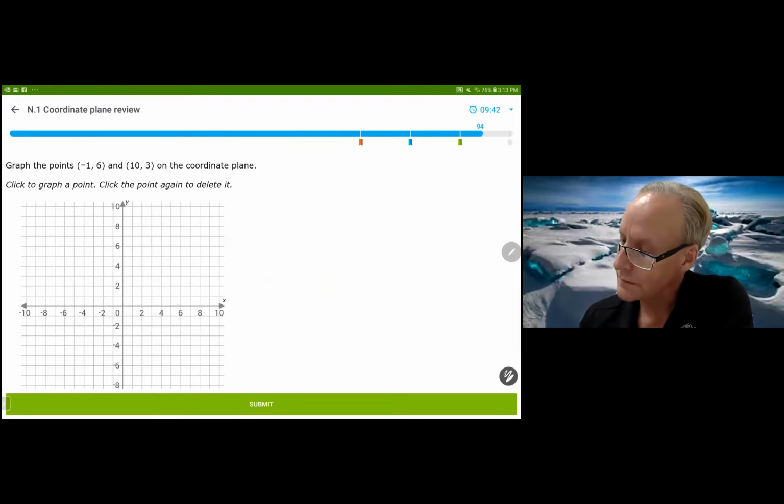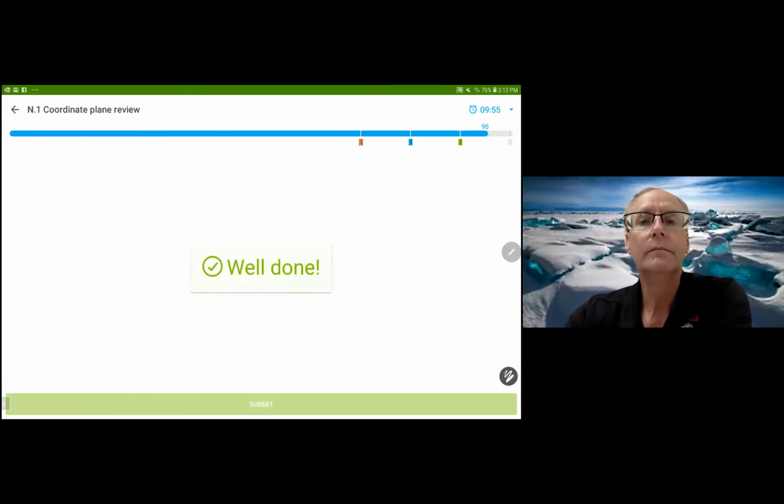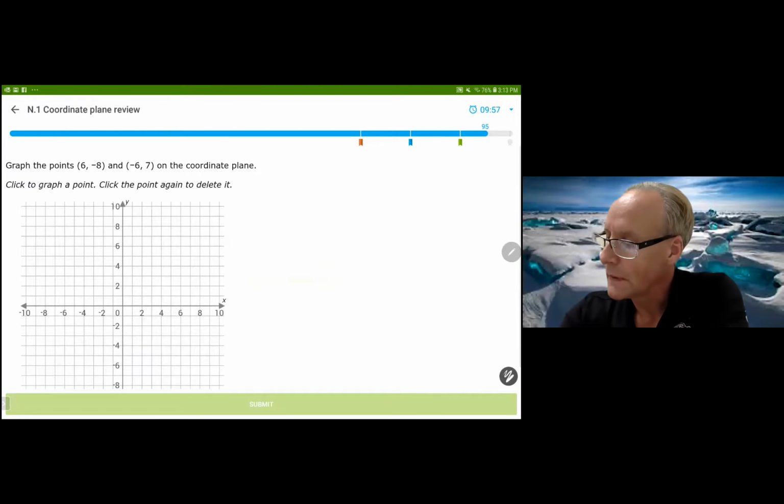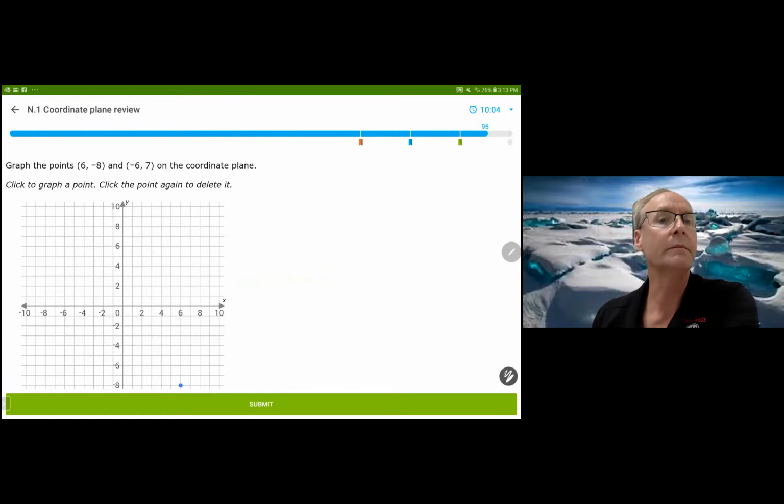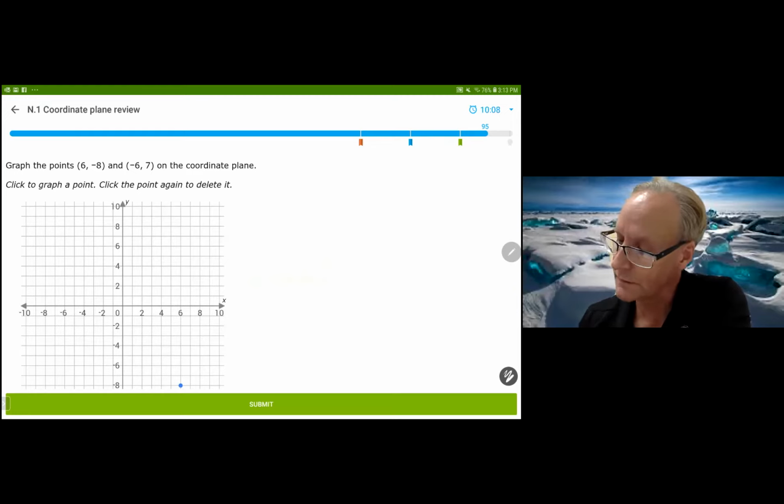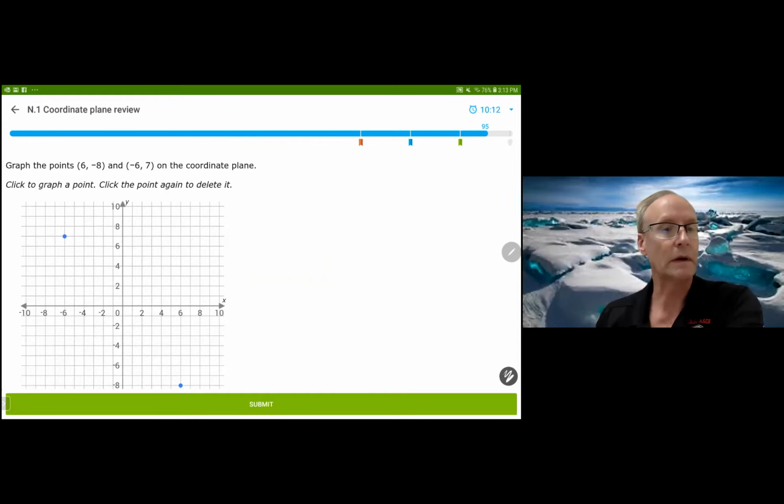-1, 6. -1, 6 is located right there. You saw it. And 10, 3. 10, 3 is located right there. -6, -8. -6, -8 is right there, down near the bottom. And -6, 7 is located near the top. -6, 7 is over here. Take a look, long ways apart, aren't they?